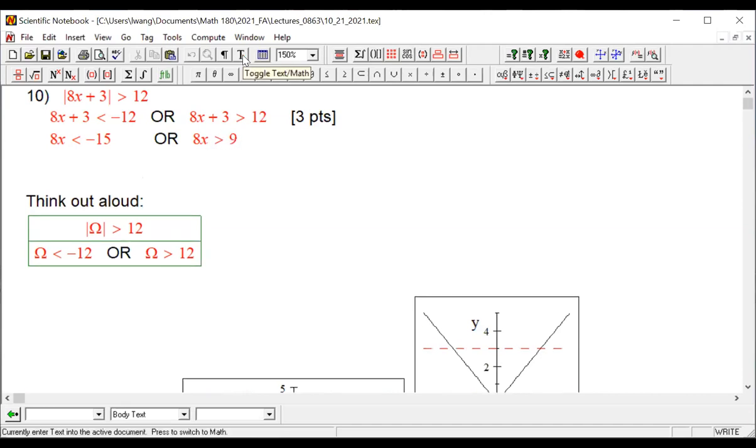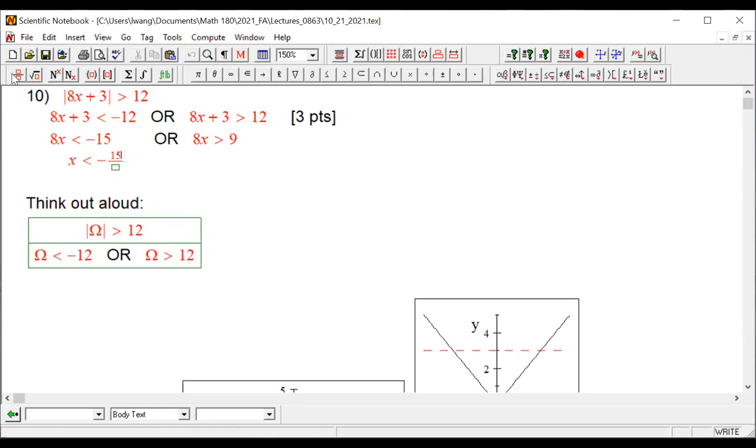And next, x will be less than negative 15/8. Is my arithmetic correct?